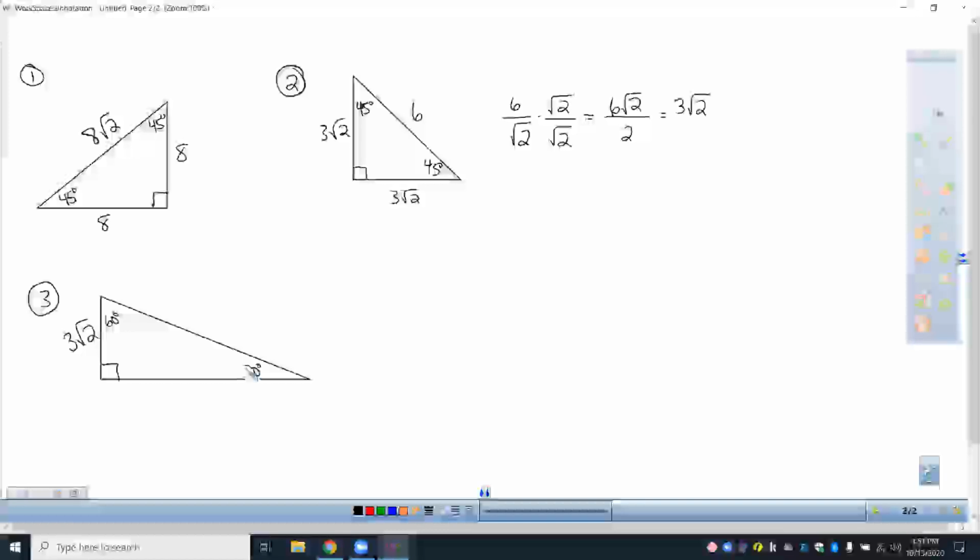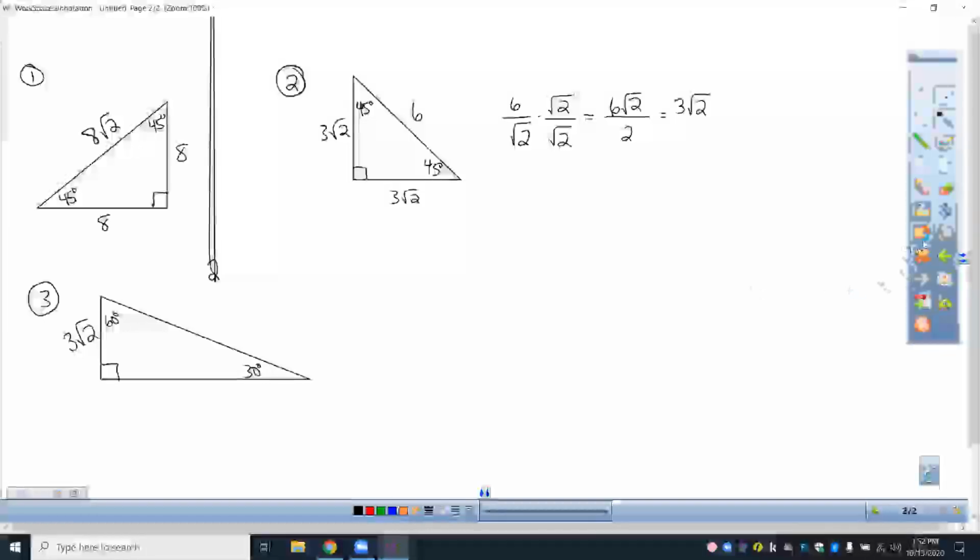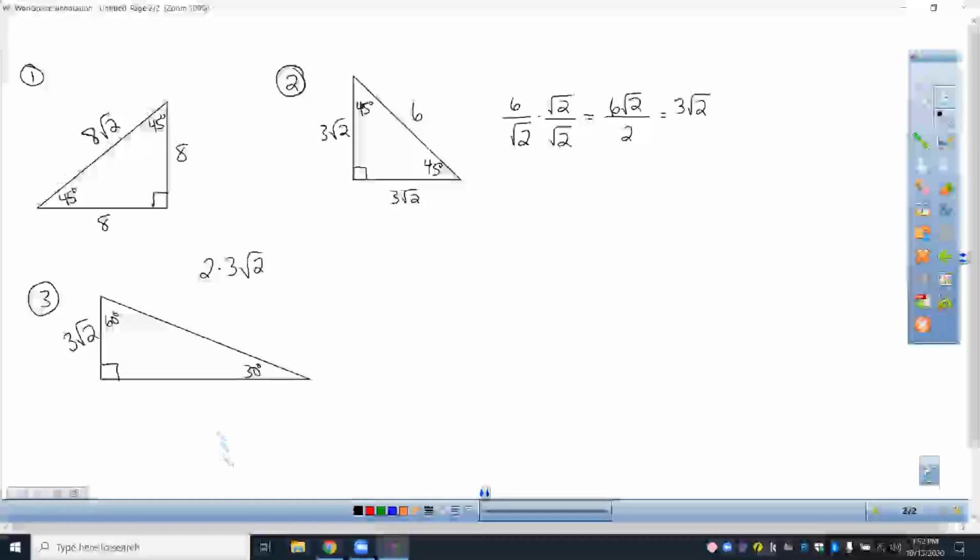So this time we got 30, 60, 90, and this side that's been given to us is what part? All right, which leg? The short one. So we got the short leg, so we got to get the hypotenuse and the long leg. It doesn't matter which one we find first. I'll probably go with the hypotenuse because all we have to do is multiply by 2. So this is going to be 2 times 3 square roots of 2. These coefficients 2 and 3 we can multiply and we end up getting 6 square roots of 2.